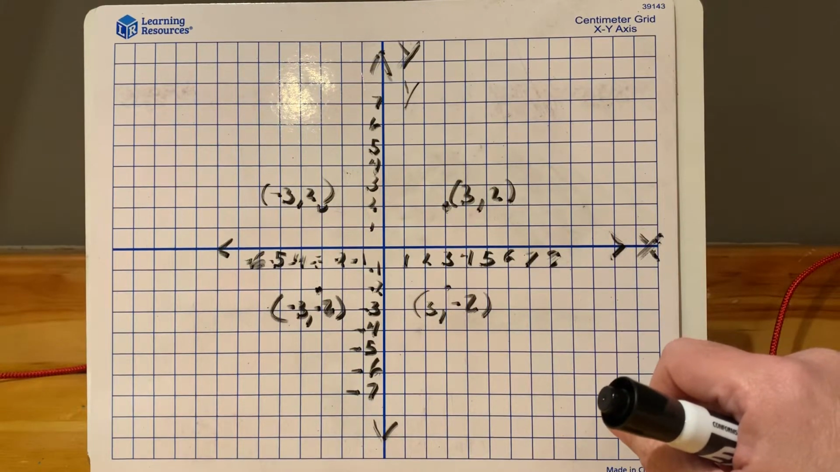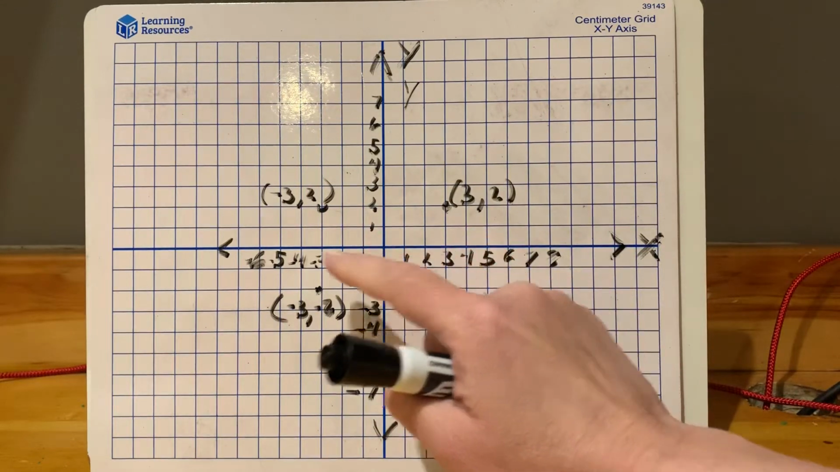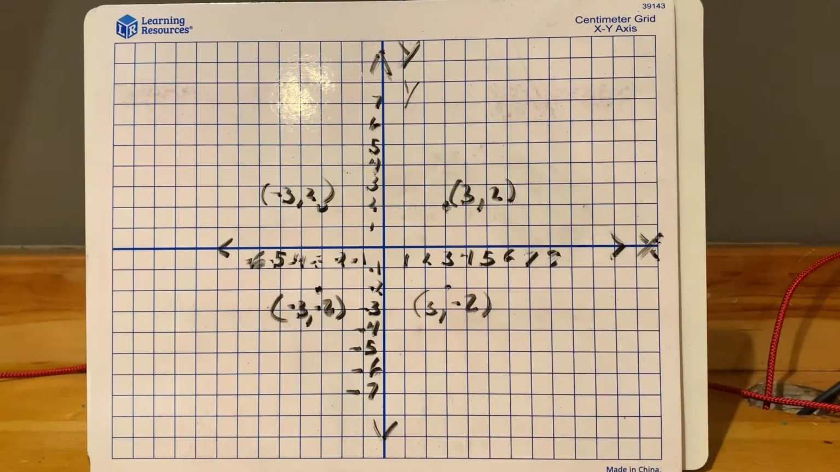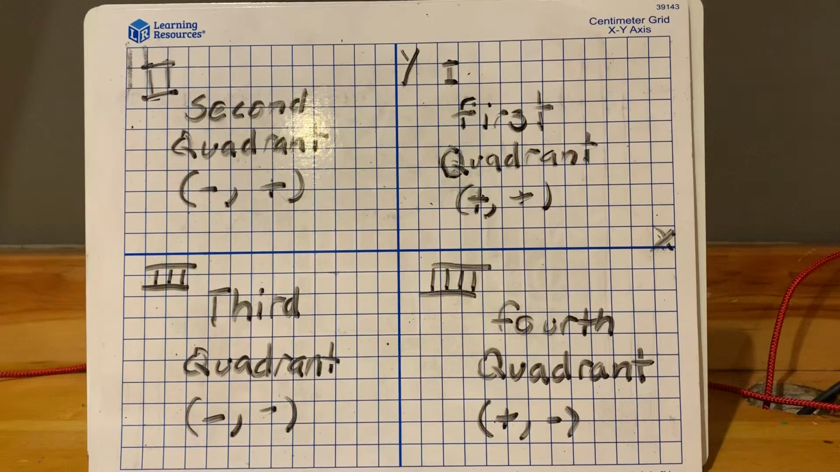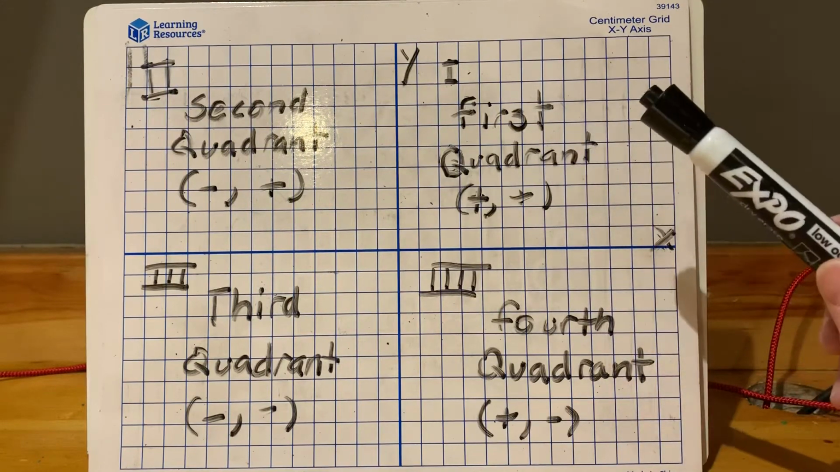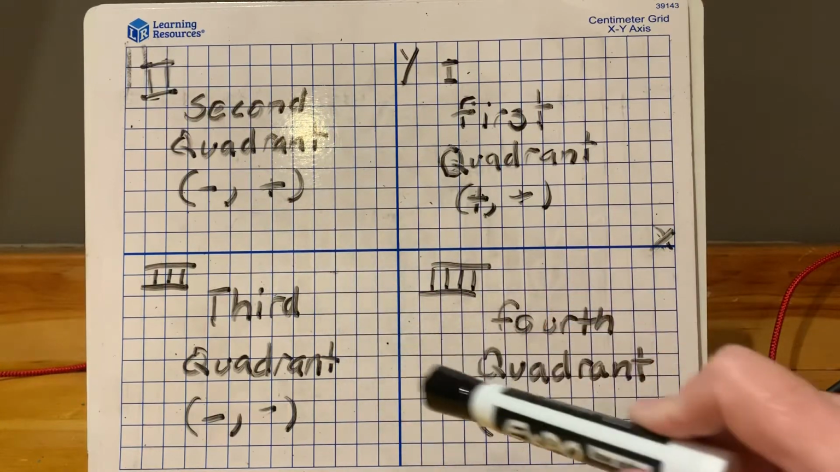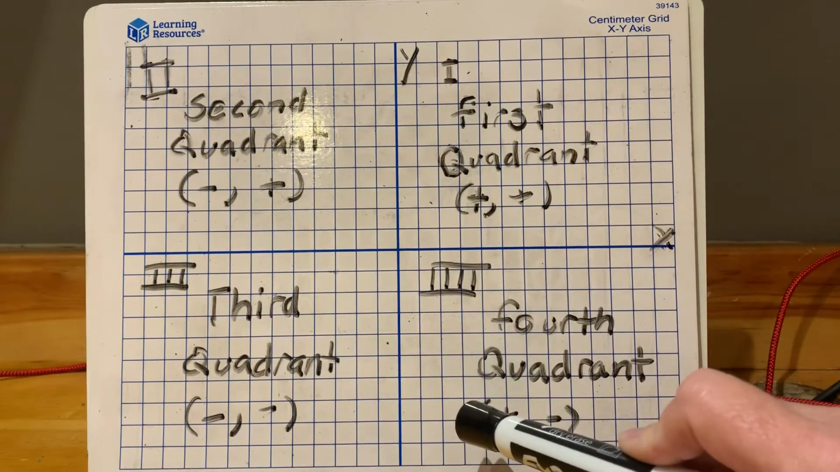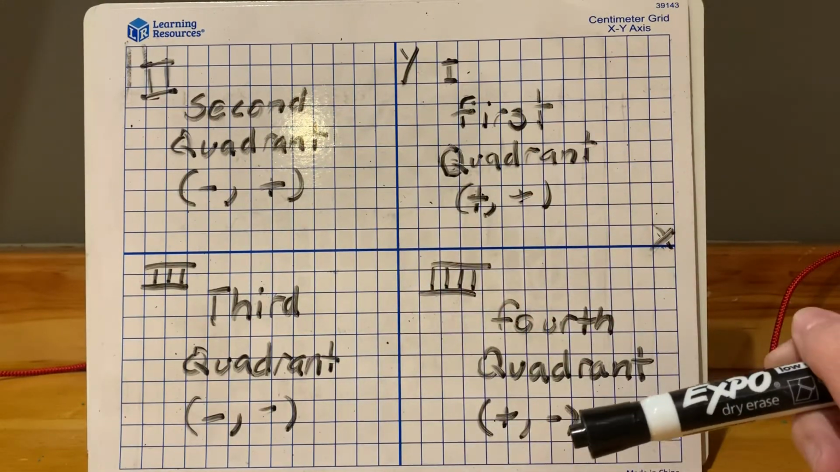Positive coordinates are to the right and up. Negative coordinates are to the left and down. The two axes divide the plane into four regions called quadrants. They are numbered counterclockwise, starting right here with the first, the second, the third, and the fourth quadrant. So that's first, second, third, fourth quadrant.